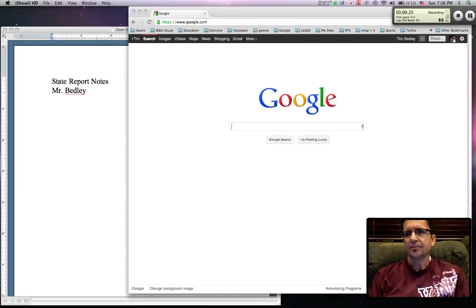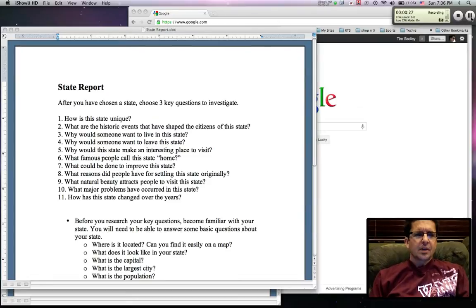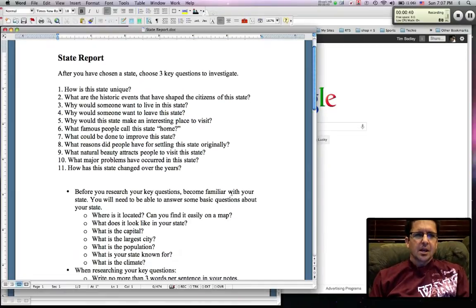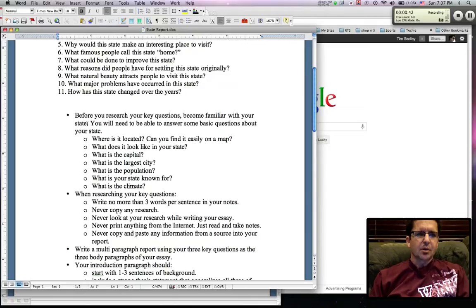So here we go. First, you always have to take a good look at the directions, make sure you're following the directions. It says, after you've chosen a state, choose 3 key questions to investigate. We've got several to choose from here. I'm going to skip those for right now and move on down to this next part of the directions. It says, before you research your key questions, become familiar with your state. You will need to be able to answer some basic questions about your state.